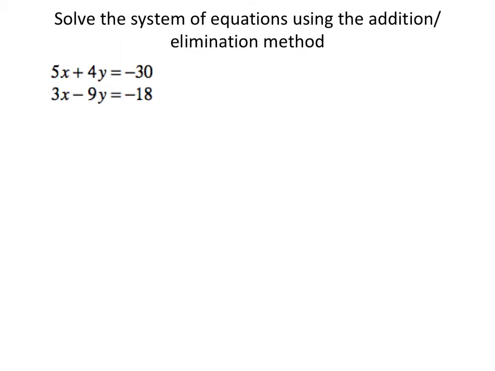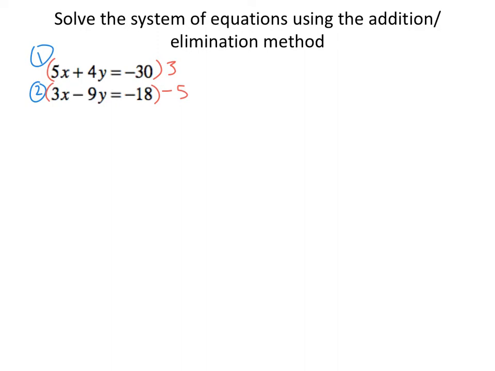If I manipulate this first equation, what I want to do is make this 5x become 15. And I can do that by multiplying everything there by positive 3. In the same way, if I want my second equation's x value to get to negative 15, I want to multiply this by negative 5, because negative 5 times 3 is going to be negative 15.